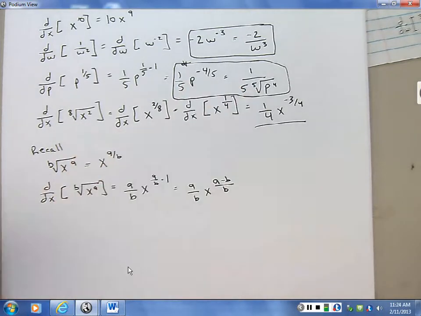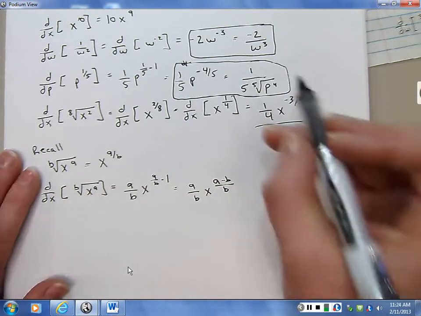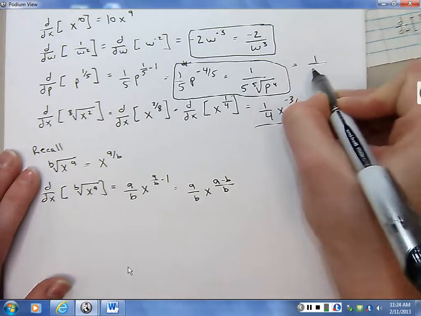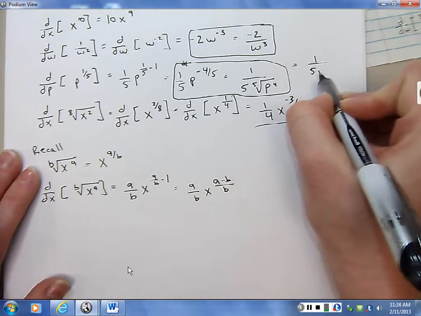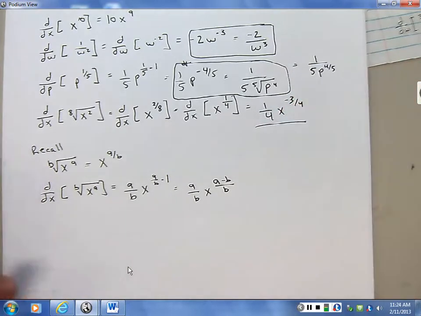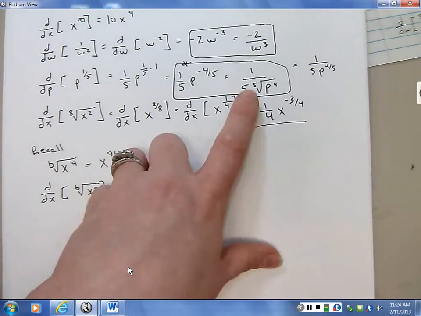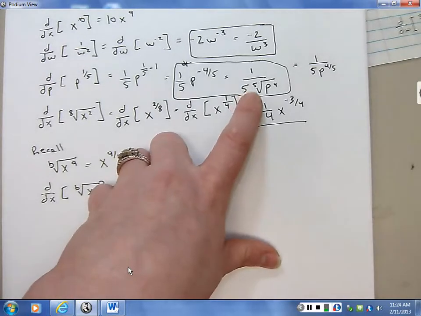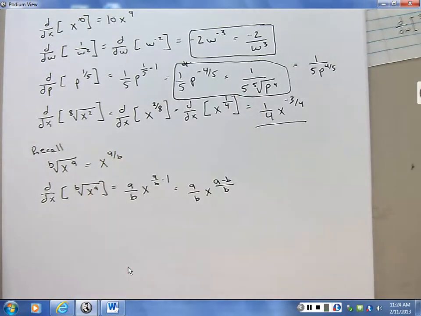A lot of times on Wiley, it will say enter your answer with positive exponents. So then you would write it as 1 over 5p to the 4/5, and that would be a way to write it with positive exponents. But if you look in the back of the book and they write it like this, I don't want you to think, oh, my answer is wrong. So there is more than one way to write the correct answer here.